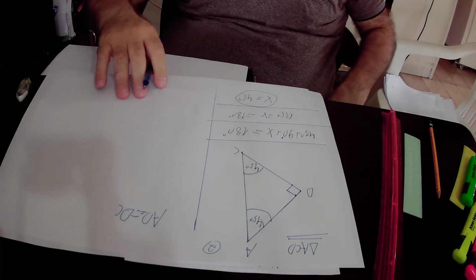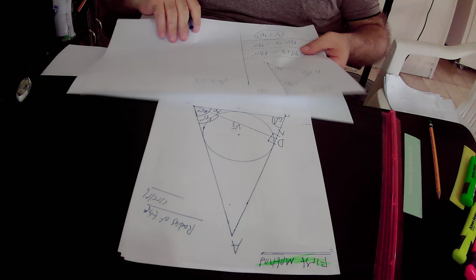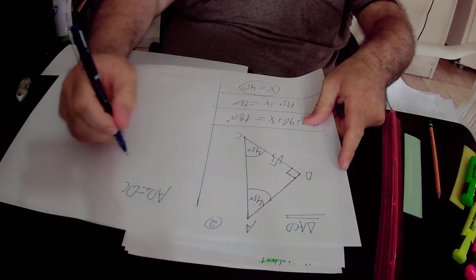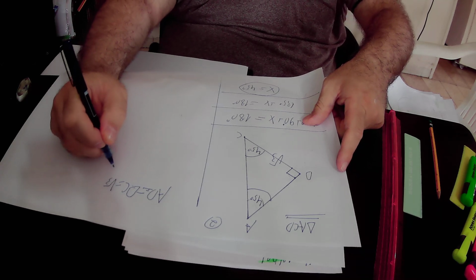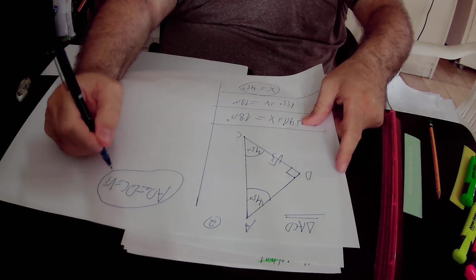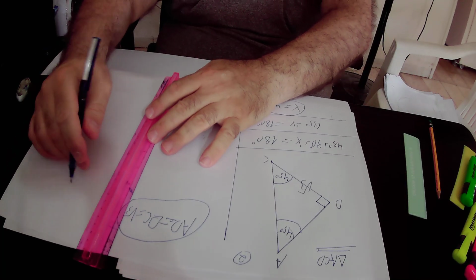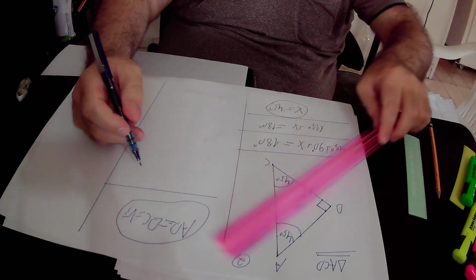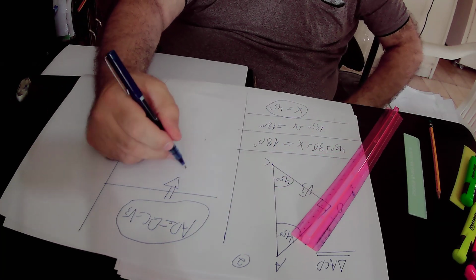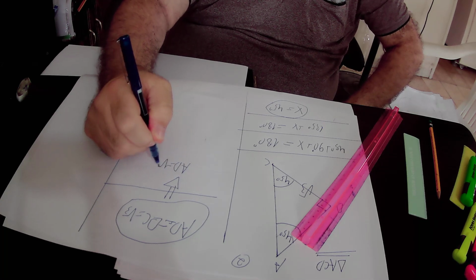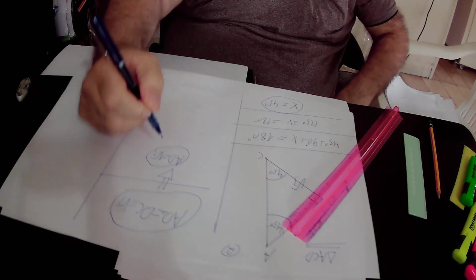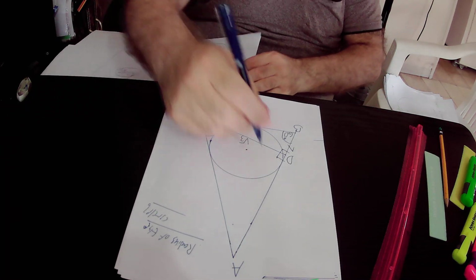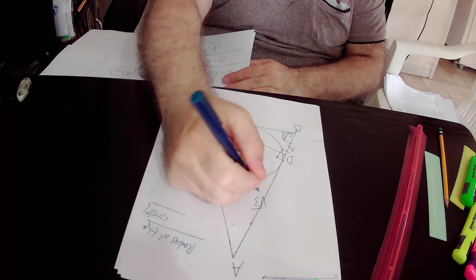But here, we have already found out that DC equals square root of 3 units. So we can write here that DC equals square root of 3 units. And from this equation, AD equals DC equals square root of 3 units. You will derive that AD is also equal to square root of 3 units. So you can write here that AD equals square root of 3 units.